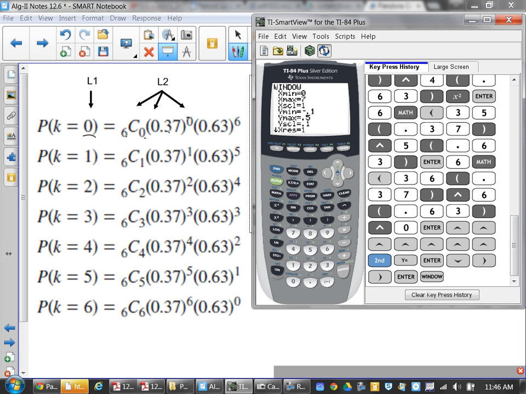Your Y minimum. We obviously have no negative value, but I like to see just the actual X axis though. So I'm just going to set my Y minimum at negative 0.1. I'm going to put my Y maximum at 0.5 because I don't think there was anything greater than 0.33, was there? And then I'm going to have my Y scale at 0.1. It takes a little bit of time to get used to setting these windows, but as you play around with it, it's not that bad.